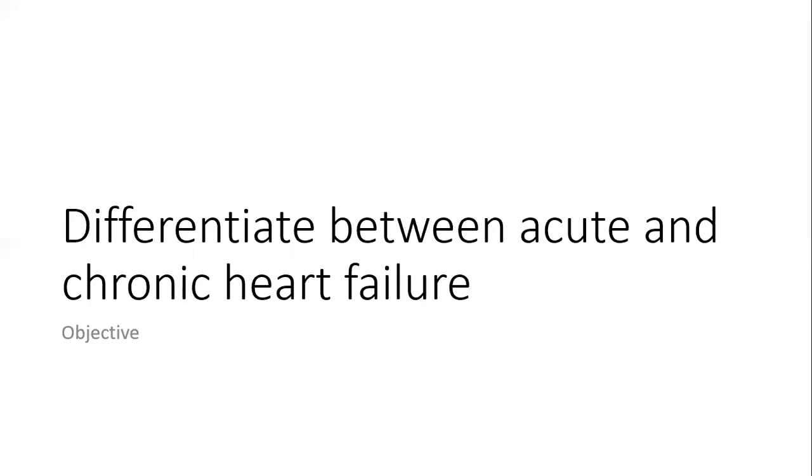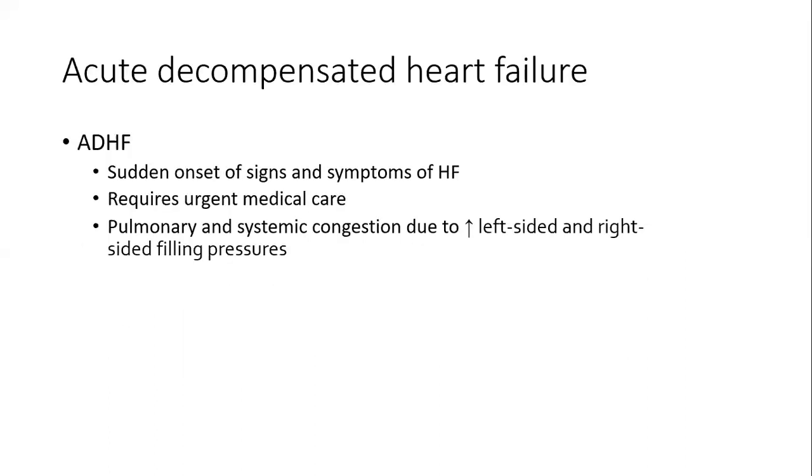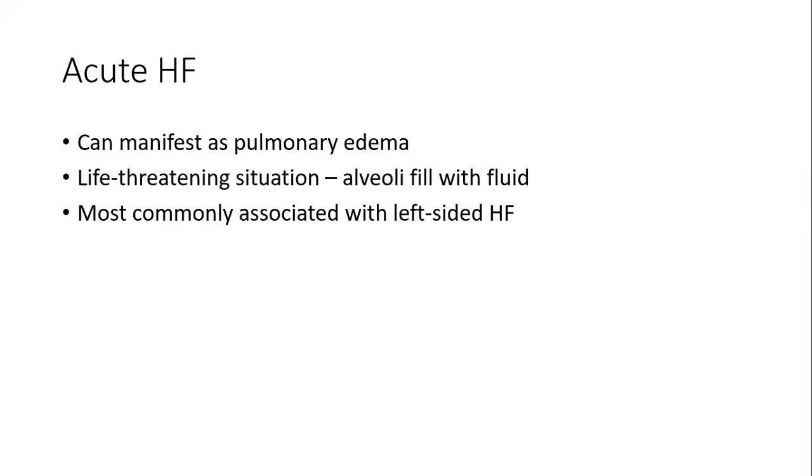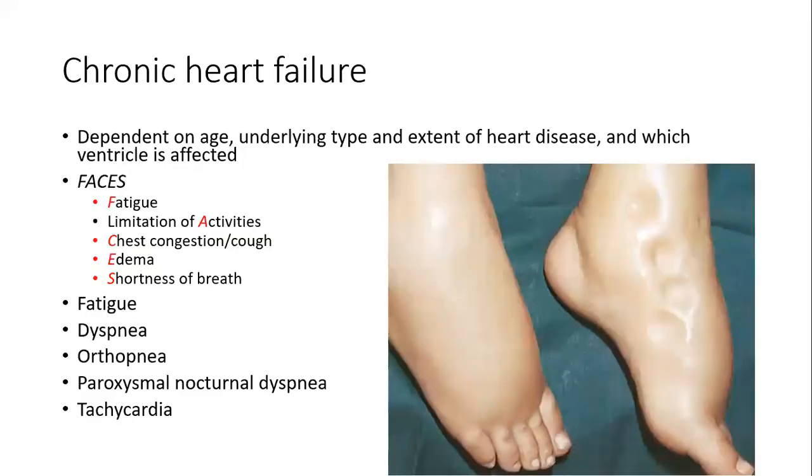So let's look at the differences between acute and chronic. So acute, I think we talked about this in class, is a sudden onset, so a medical emergency, and you get this dramatic pulmonary and systemic congestion due to increased left-sided and right-sided filling pressures. Acute heart failure can manifest as pulmonary edema. It's a life-threatening situation, and what happens is these little alveoli get filled up with fluid so that there's no gas exchange that can happen. It's usually associated with left heart failure.